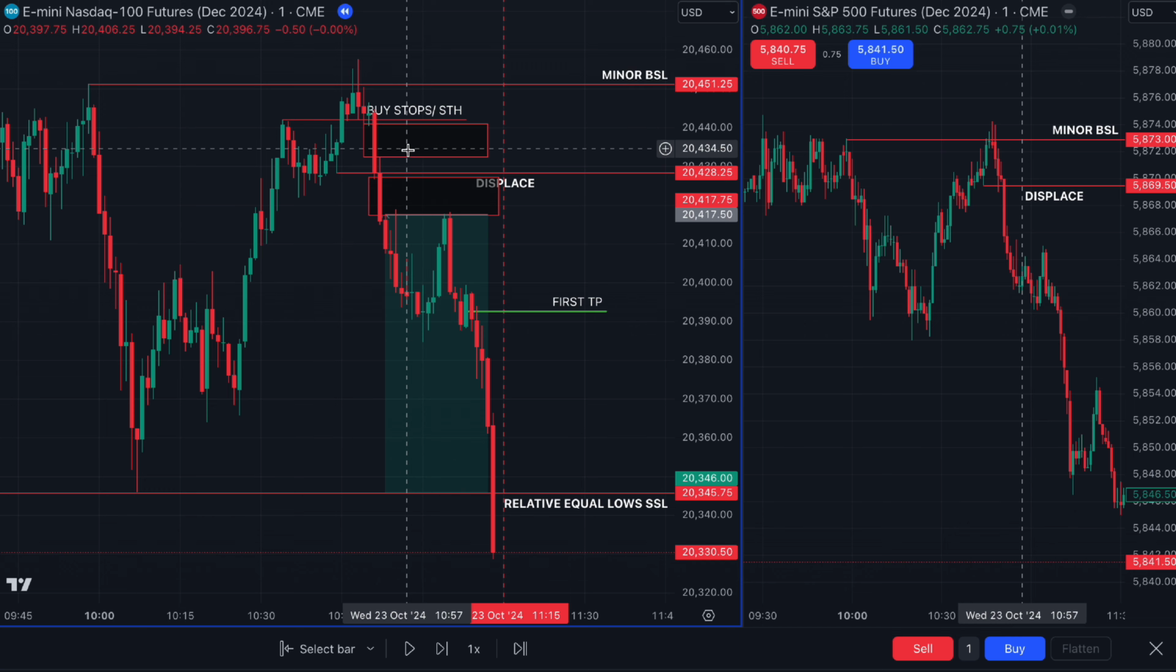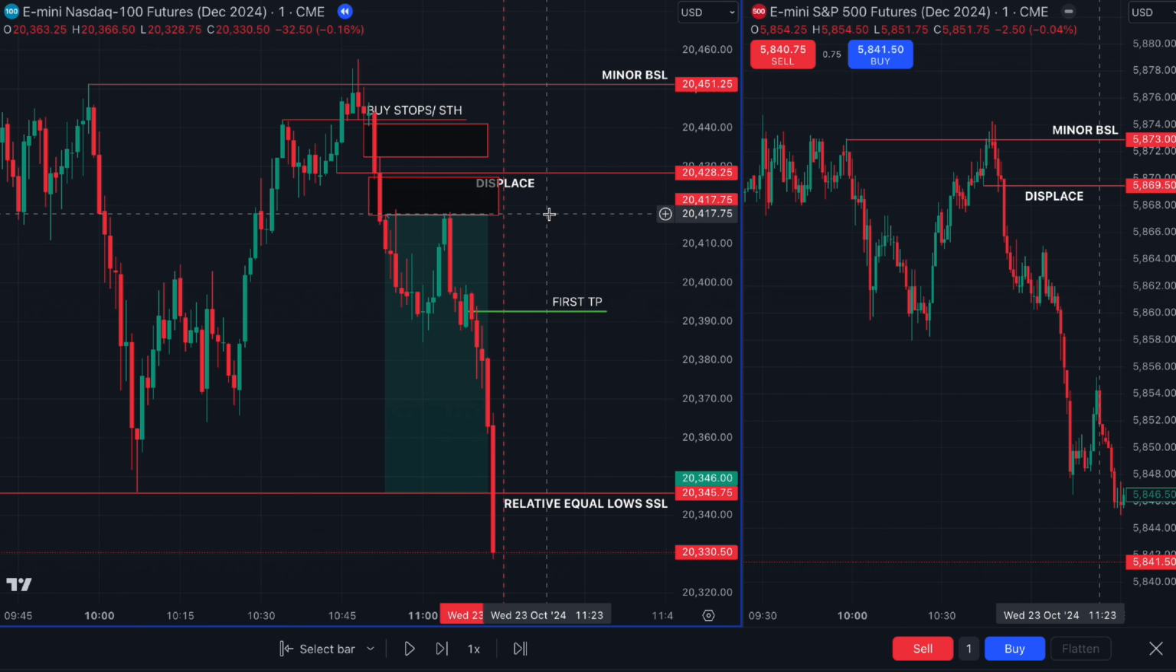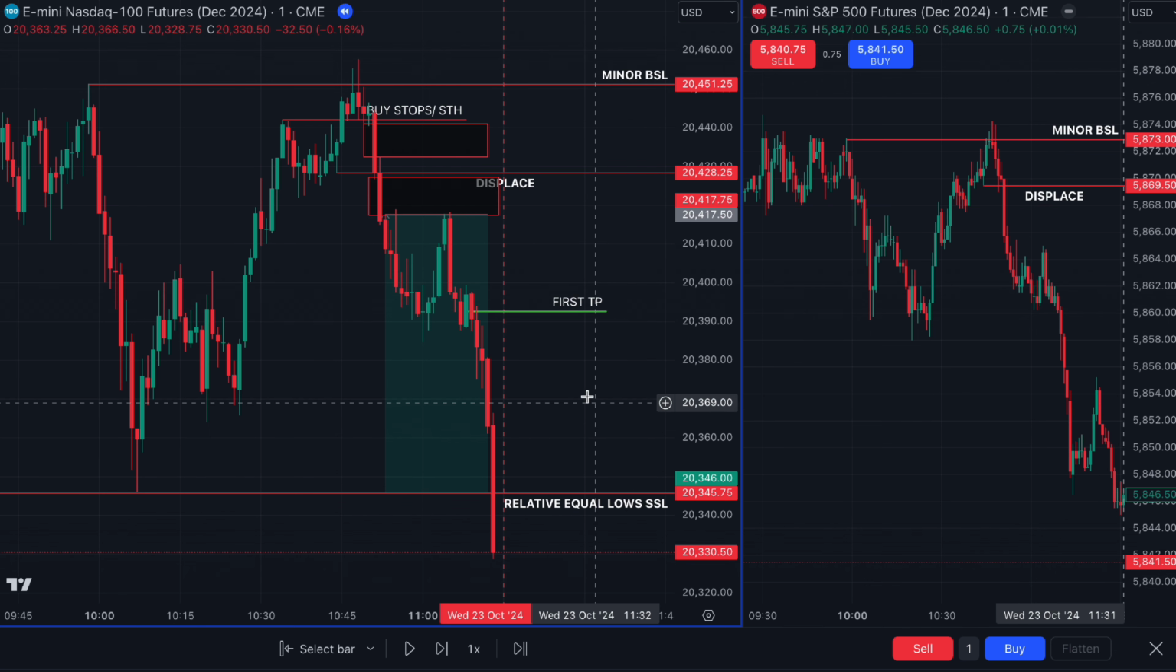So if price was to reach up into this upper 1 minute, we would have not been stopped out and the trade would still be valid. And then we targeted the opposing liquidity. We trailed our stops to break even, it took us out, and then it ran to final TP.